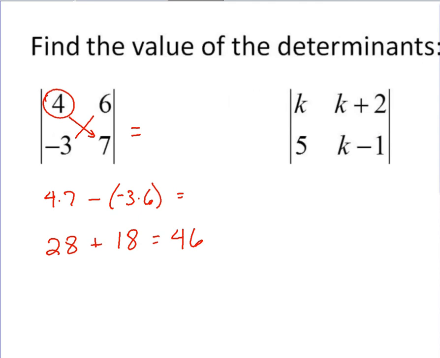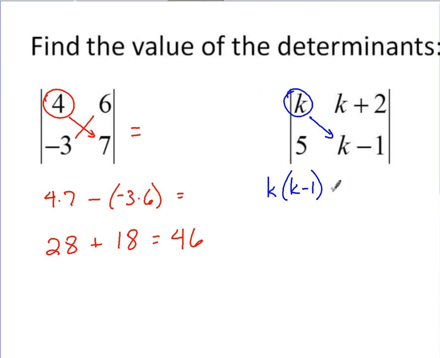Throw some variables in there. It's not going to change the approach. Start in the upper left-hand corner again. This time, we've got k involved. We're going to take k. We're going to multiply down to k minus 1. Now, as I multiply that, definitely want to write out this step because k minus 1 is a quantity. I'll need to distribute that k through.